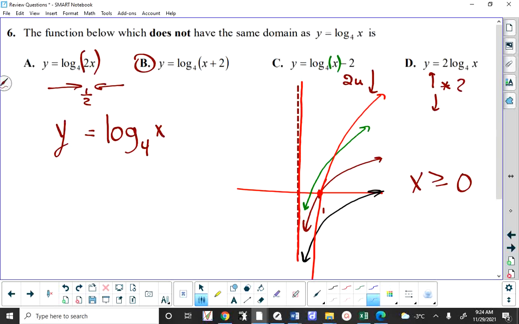The idea here, though, is that for B, which is the correct answer, this has an h value of -2, which means this shifts the graph 2 units to the left. And although I've made a mess with all those other graphs, it's going to take that original graph along with the asymptote and change the position. Does that help? Other questions?